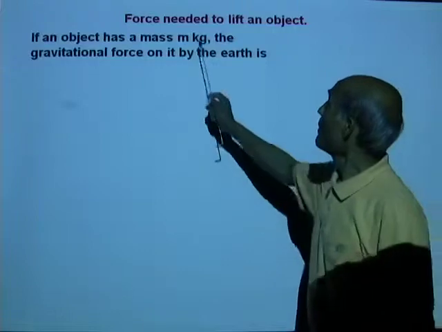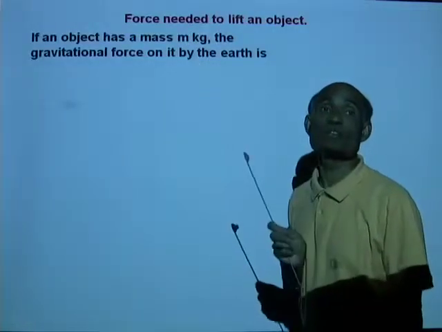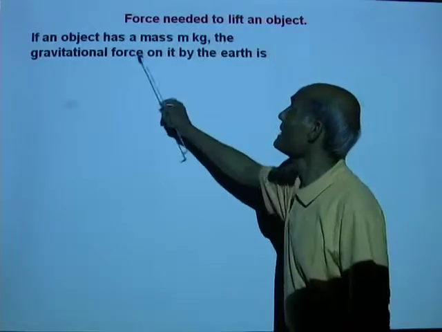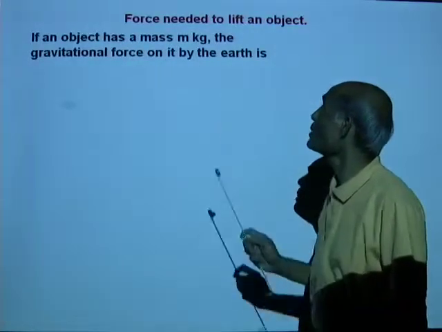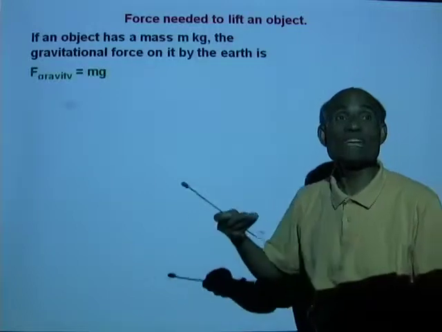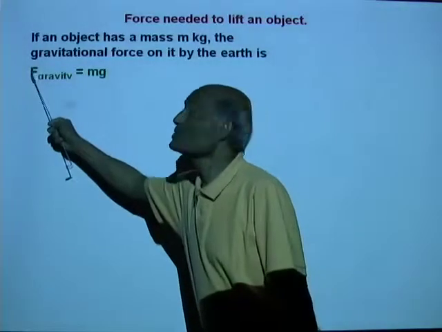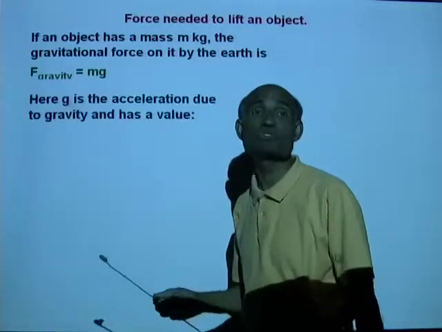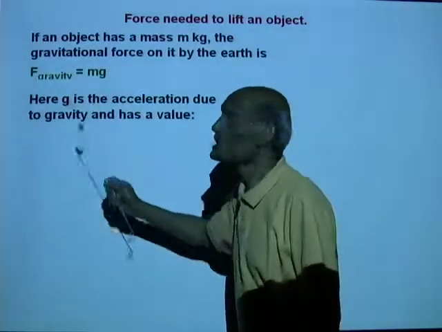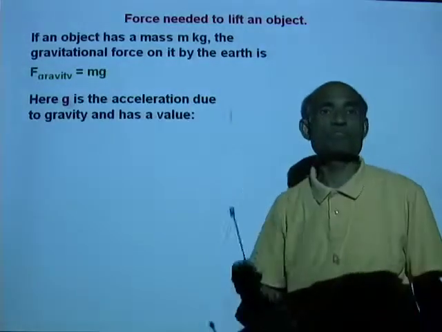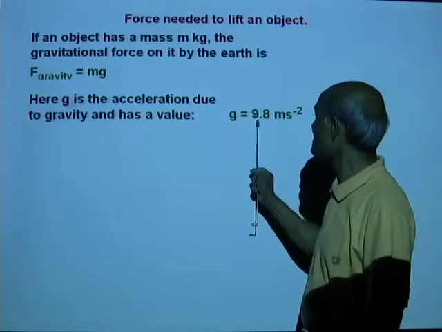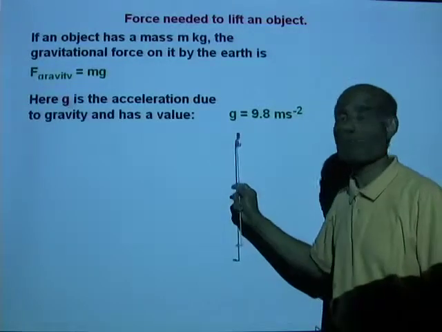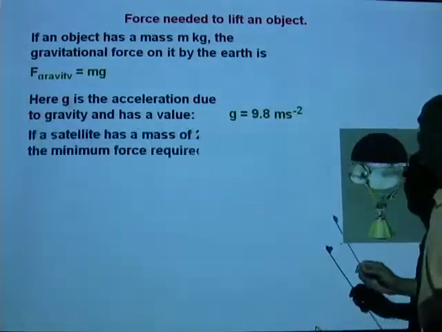Alright. Also, I told you earlier in this lesson that if an object has a mass m, the gravitational force on it by the earth is its weight. The force of gravity on an object of mass m is m times g, where g is the acceleration produced by the force of gravity, and its value is 9.8 meters per second squared. All this we talked about earlier.